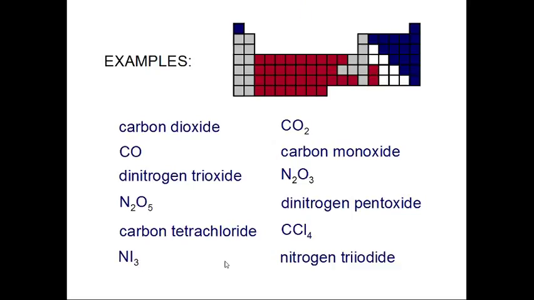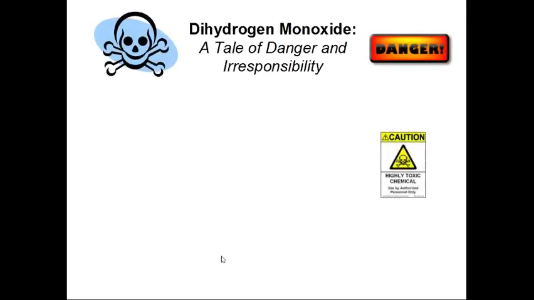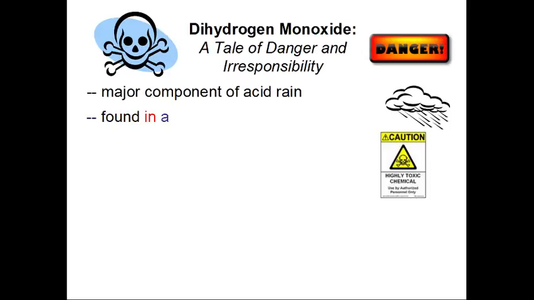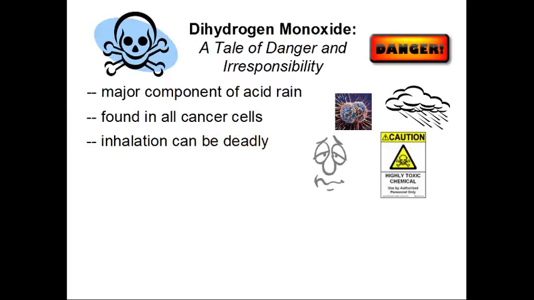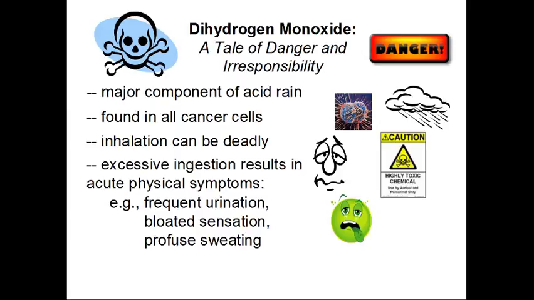And I'll leave you here with dihydrogen monoxide, a tale of danger and irresponsibility. Dihydrogen monoxide is a poison that you just have to bring up whenever we talk about this section in chemistry. It's a major component of acid rain. It's found in every cancer cell that's ever been in existence. If you inhale dihydrogen monoxide, it can kill you. Excessive ingestion can result in all kinds of symptoms such as frequent urination, bloated sensation, profuse sweating.